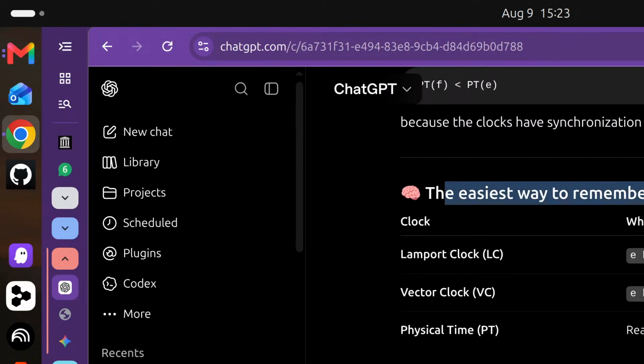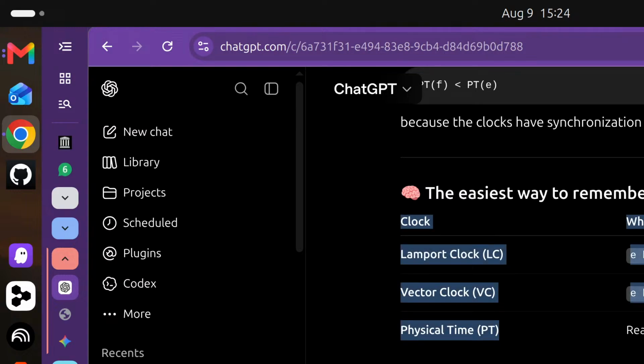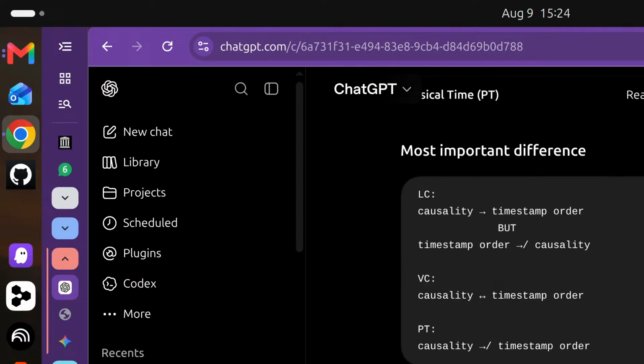The easiest way to remember: Lamport clock, LC, guarantees that if E happened before F, then the clock value of E is less than that of F. Vector clock, if E happened before F, then it will imply this. Real time actually does not guarantee causality. That is true.